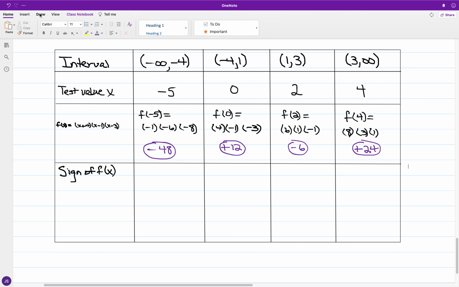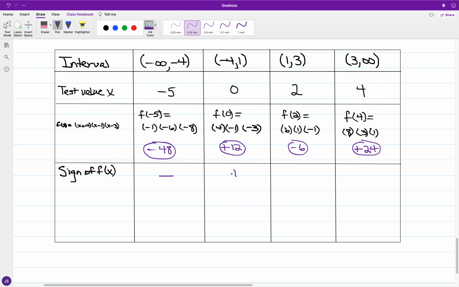Okay. And in the case of what we have for the sign of f of x, we have a negative, then a positive, a negative, and a positive. As we proceed from one interval section to the next, first we have f of x is less than 0, then we have f of x is greater than 0. So it's like we're alternating between less than and greater than.